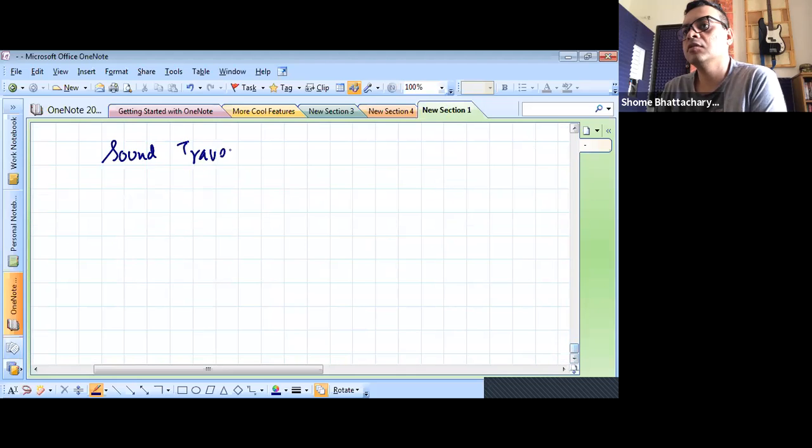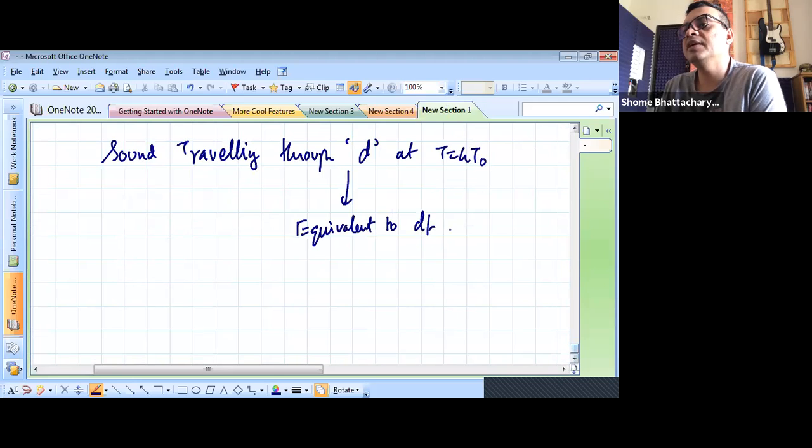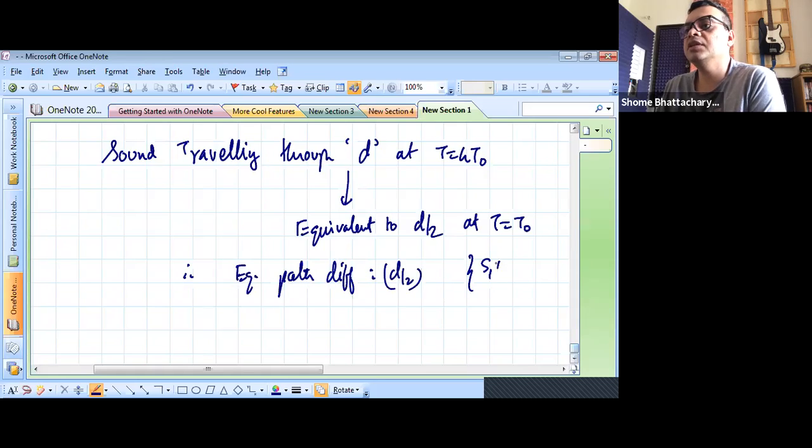So sound traveling through d distance at temperature equal to 4 times normal temperature is equivalent to d by 2 at temperature equal to T, because it's traveling at double the speed. So therefore, the equivalent path difference becomes d by 2 between S1P and S2P. So phase difference becomes 2 pi by lambda into d by 2. This is one way of doing the question.